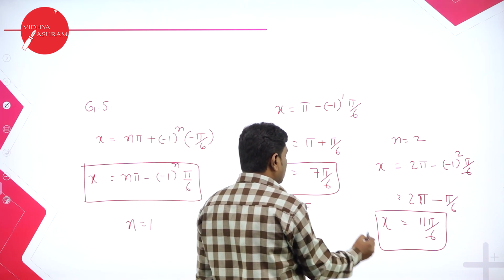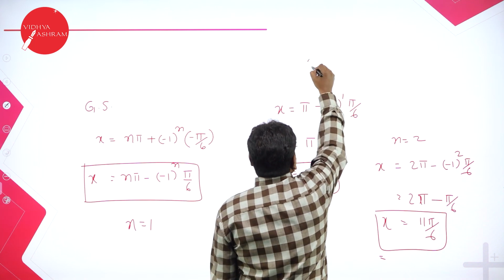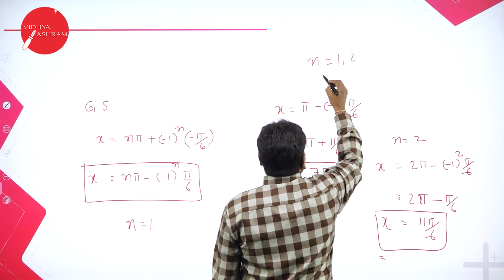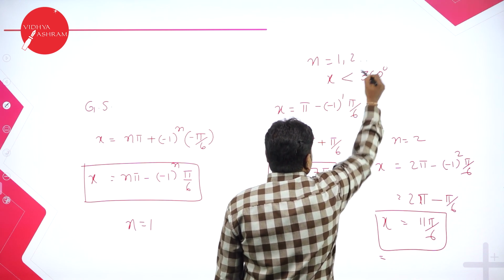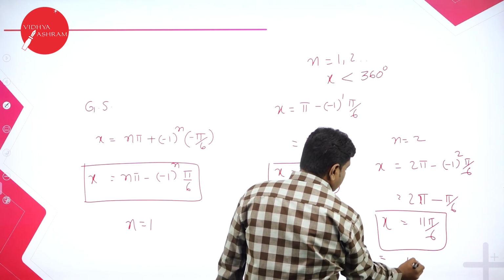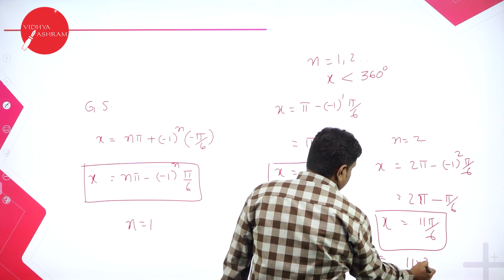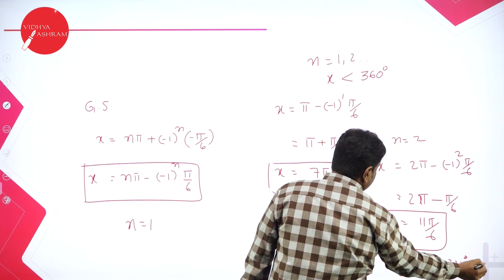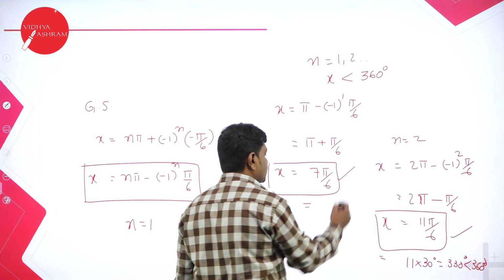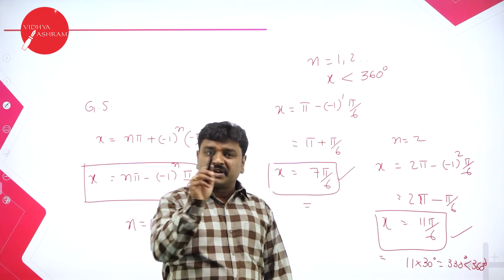Principal value means go on keeping the n, substitute n is equal to 1, 2 like that, where your x value should be less than 360. See here I got 11 pi by 6. 11 pi by 6 means what? 11 times 30, that is 330. 330 is less than 360. Therefore, this is one more principal value. 7 pi by 6 and 11 pi by 6 are the principal values.